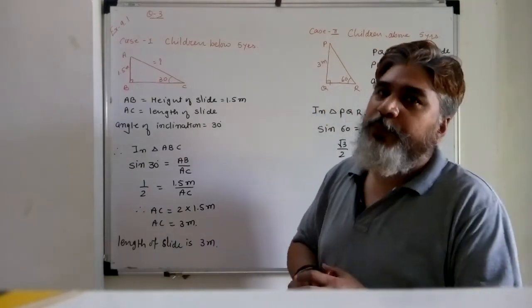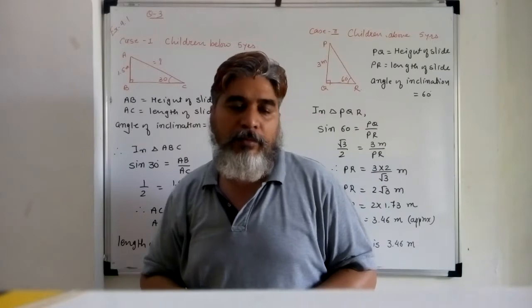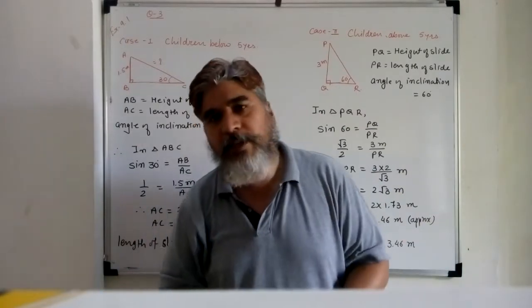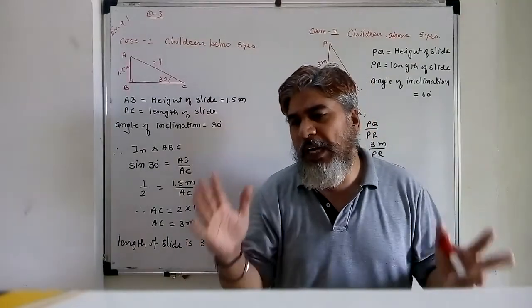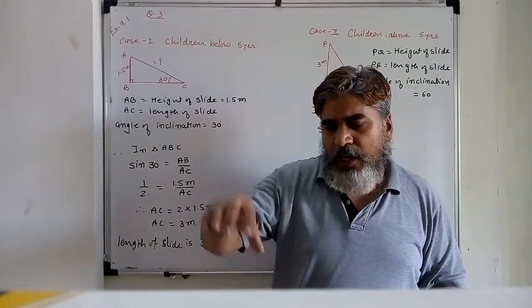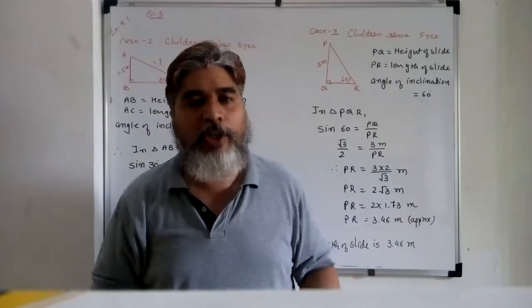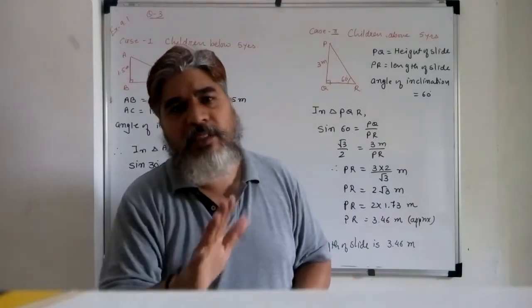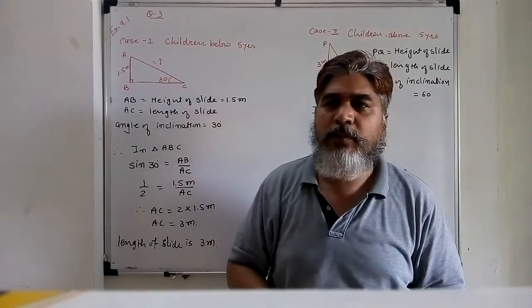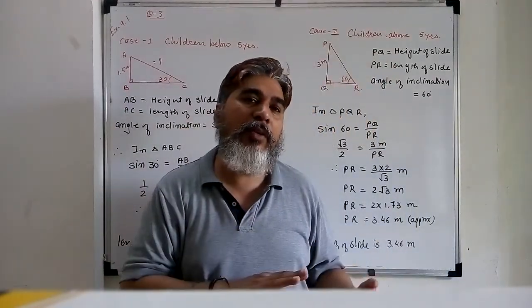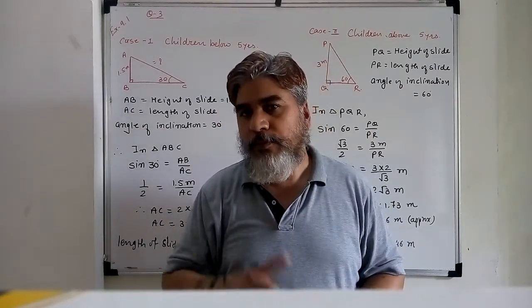Now in this video we will discuss the third question of exercise 9.1. The question is given this way: a contractor wants to plan 2 slides in a park of a society or in a colony in such a way that one slide is for the children below 5 years of age and the other one for the children above 5 years of age.